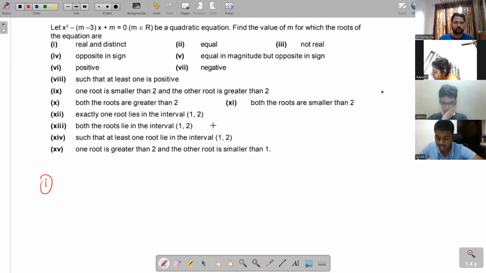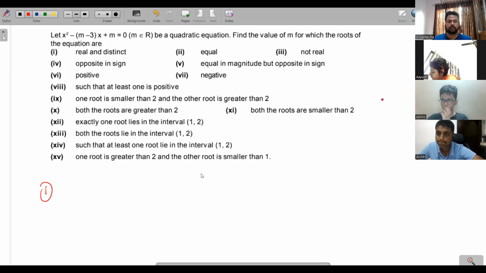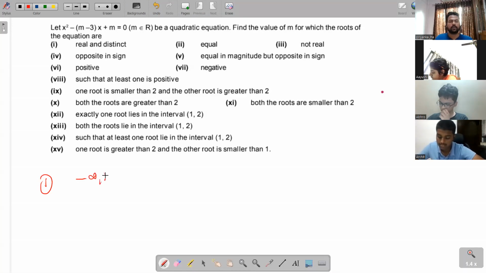सर फर्स्ट वाले का आंसर। बोलो 1 से 9 दोनों क्लोज्ड. गलत. Minus infinity to 1 and then 9 to infinity.